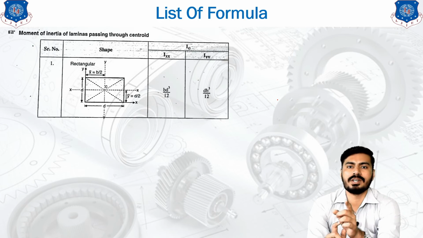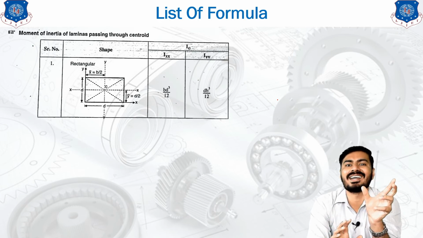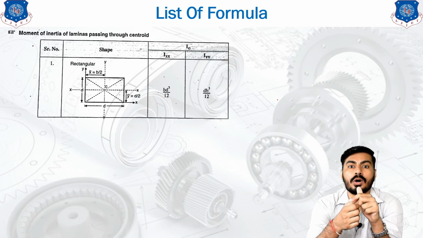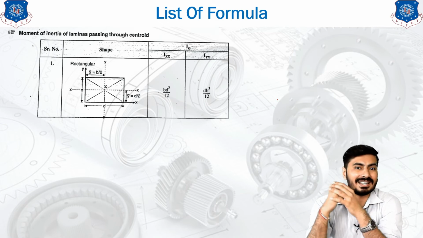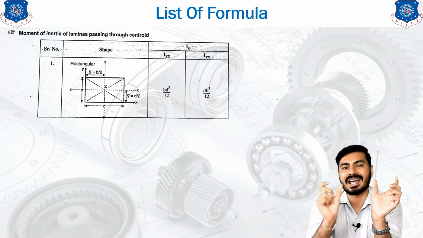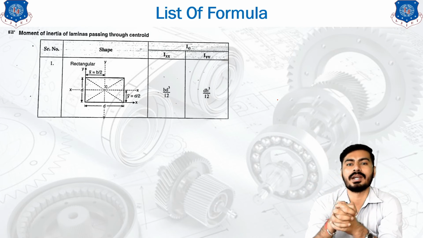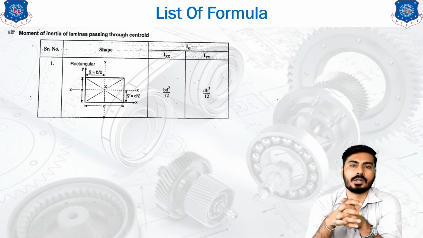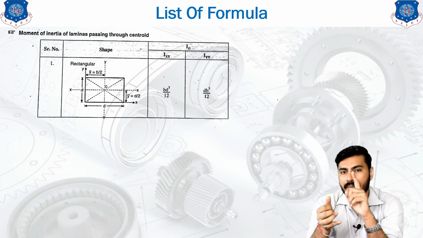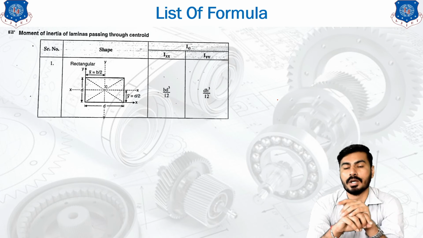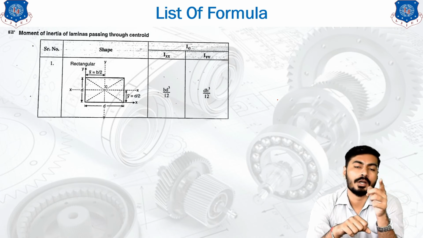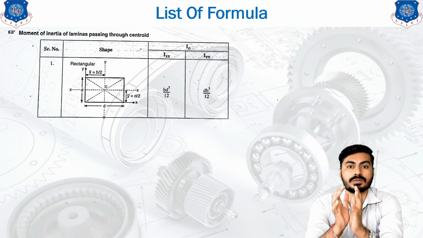So you need to remember those formulas for IXX and IYY, because whenever in your examples it is required to apply the parallel axis theorem, that IXX and IYY will not be given in your given data. You need to remember those IXX and IYY formulas, and if you remember them, then you will be able to apply the parallel axis theorem.